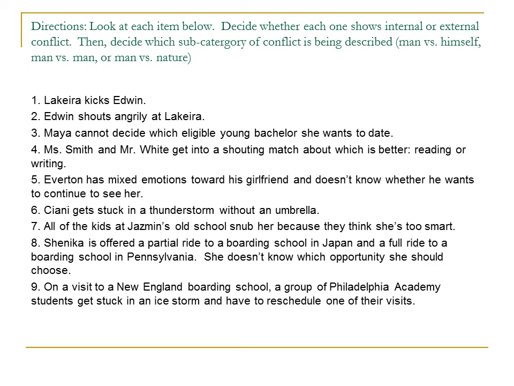Decide whether each one shows internal or external conflict first. So you would label each one as either internal or external. Then decide which subcategory of conflict is being described and label them as either man versus himself, man versus man, or man versus nature. So each number should have 2 answers beside it. Please make sure that you answer these 9 questions in the submission box for this assignment.